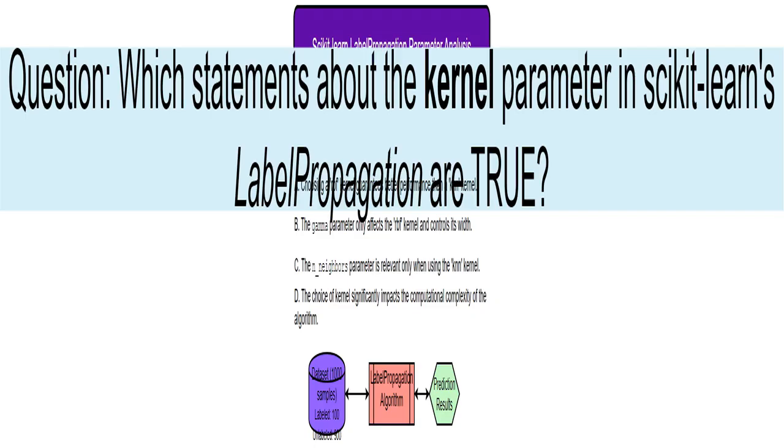This question tests your knowledge of the kernel parameter in the label propagation algorithm. We're looking for true statements about how this parameter affects the algorithm's behavior and performance. We're given 4 statements, A, B, C, D, and must determine which are true or false.